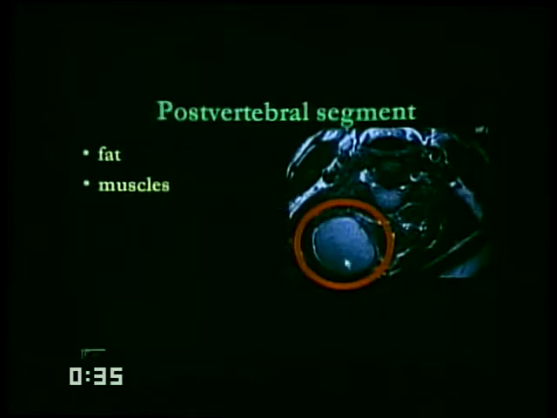In the postvertebral segment, all you've got is a few muscles and the fat in between them. This fat is notoriously susceptible to hypertrophy. It can either be physiologic or in pathological conditions. In this fat are embedded nerves and blood vessels which are unnamed, and therefore you can have nerve sheath tumors in this location as well.